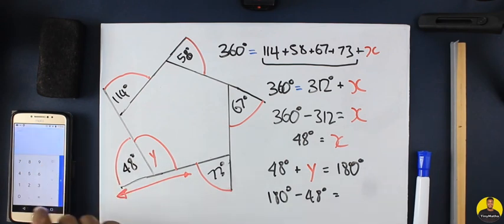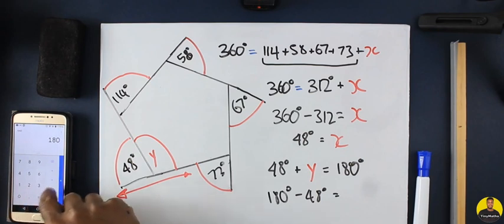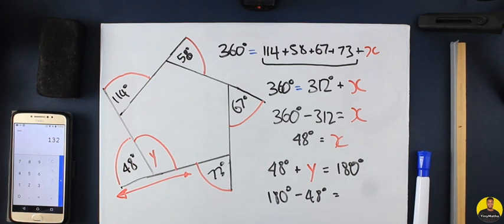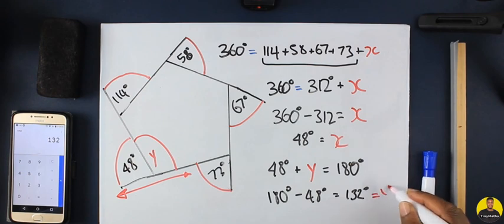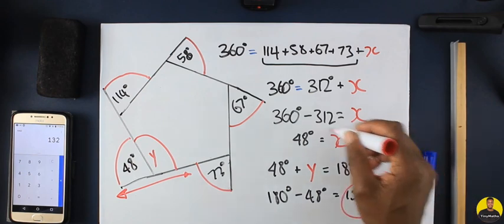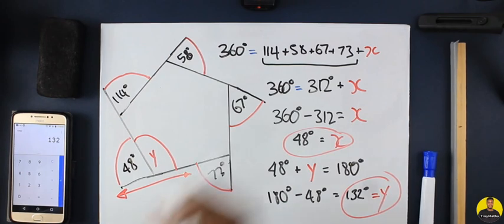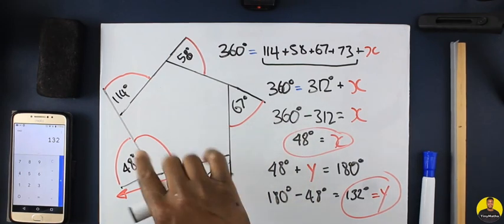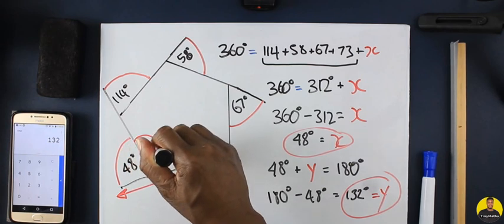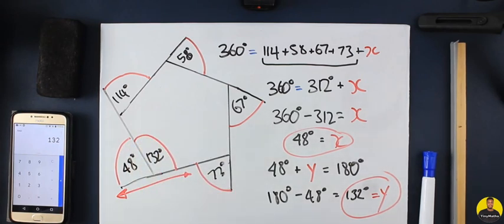So let's do that. 180 minus 48 equals 132 degrees. That means y equals 132 degrees. And there you are. X equals 48 degrees and y equals 132 degrees. That's how easy it is to find external angles and then use them to find internal angles of any polygon.